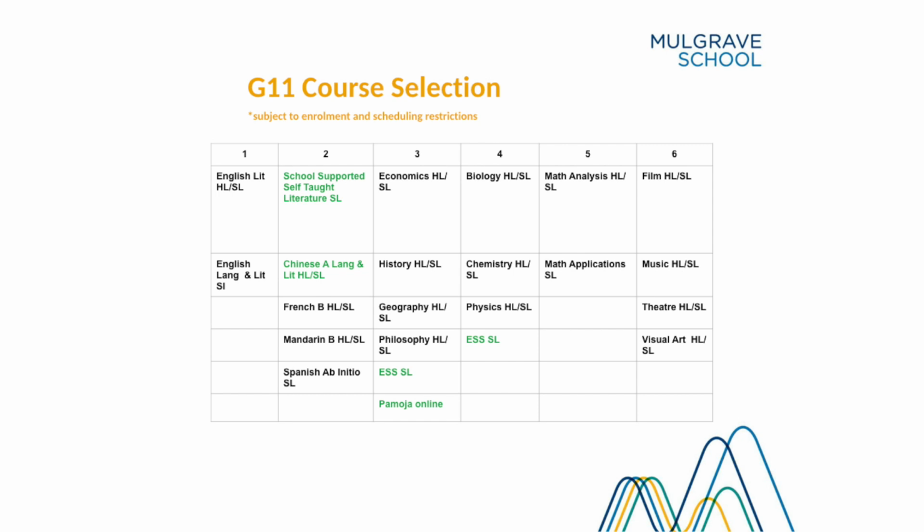With the languages, it's really appropriate that we get the teacher recommendations in these courses because we want to make sure that there is the appropriate challenge within the course. We also offer 2 other language options which will enable a student to get a bilingual diploma. So this could be the Chinese A, language and literature at the high level or the standard level. Or it could be a school-supported self-taught literature SL class.